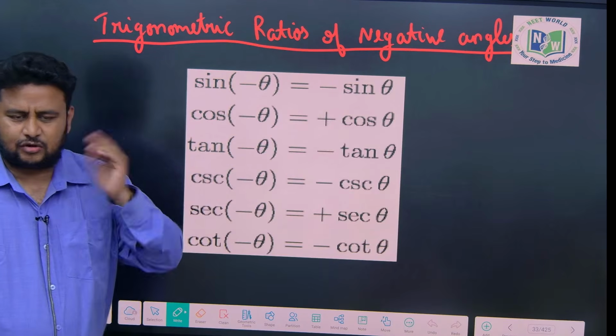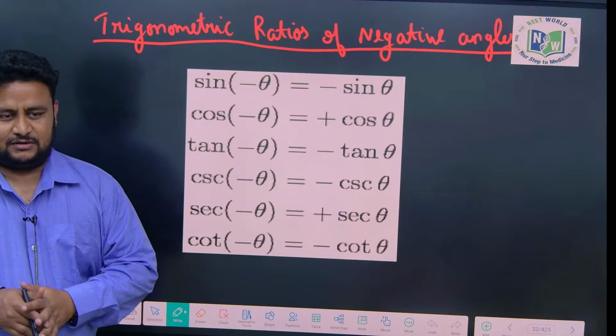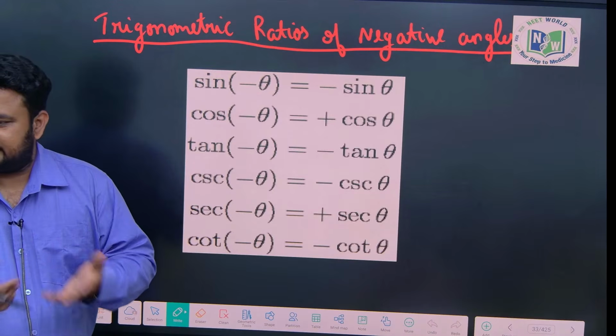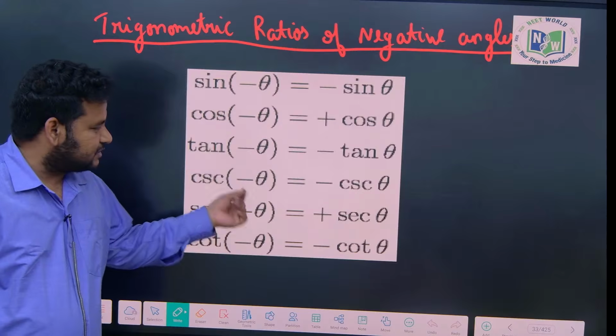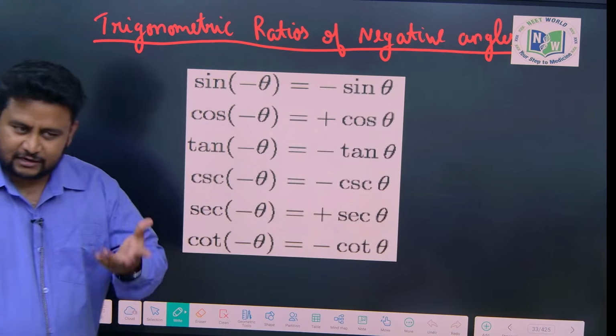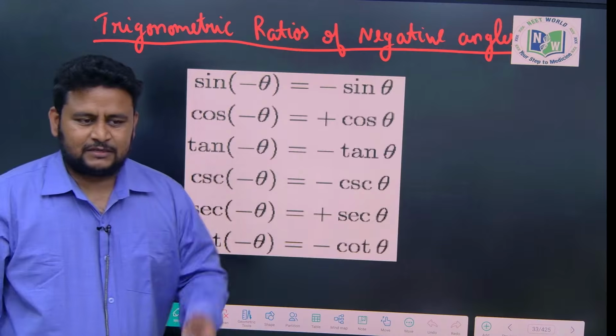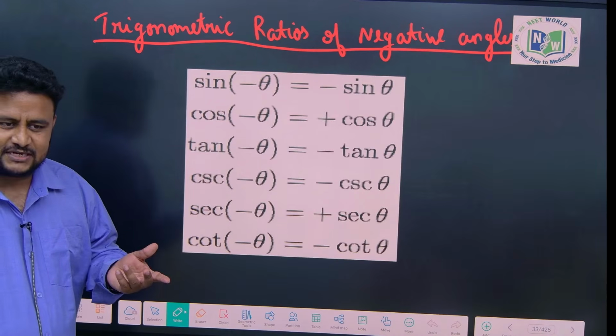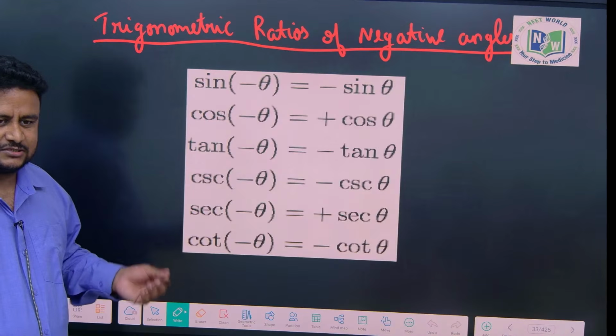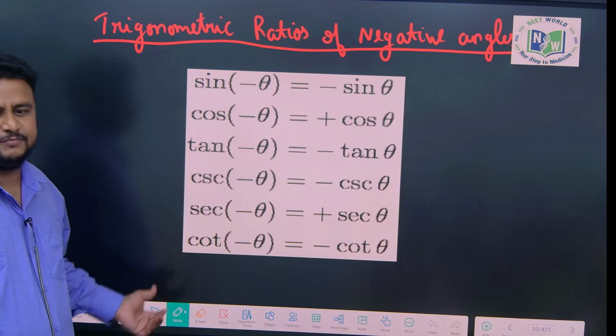If sin is throwing out negativity, cosec will also throw it out, because cosec is the reciprocal of sin. So cosec of minus theta is minus cosec theta. Tan is similar. Tan of minus theta is minus tan theta. Cot of minus theta is minus cot theta. Since tan removes it, cot will also remove it.